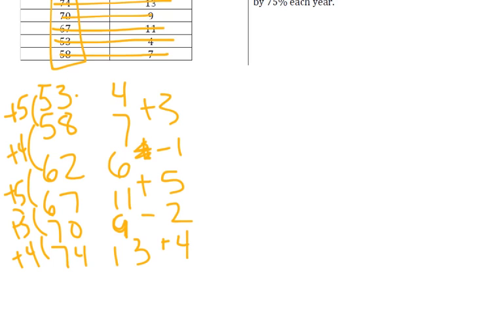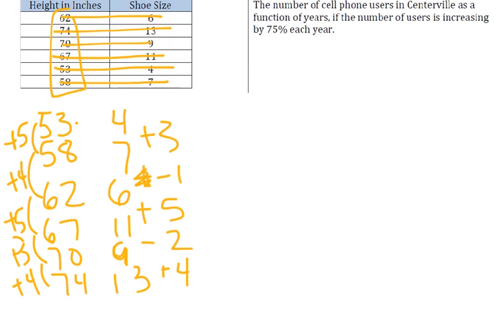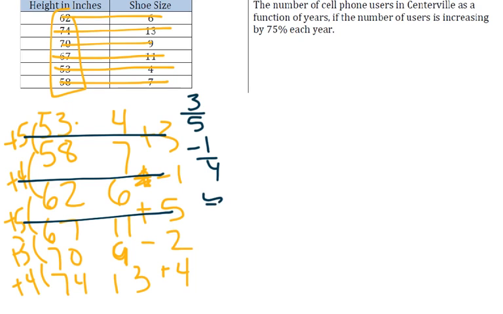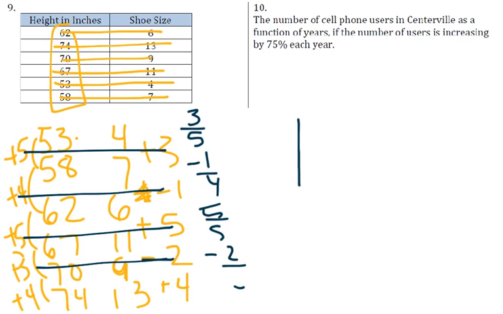Now, to see if there's a constant rate, we'd need to compare that. That would be 3 over 5. This would be negative 1 over 4. This would be 5 over 5. Negative 2 over 3. None of these will reduce to the same thing, which pretty much means that we don't have a constant rate, and even multiplying, there's no way that that's going to get the same thing to work out. So that would be neither.